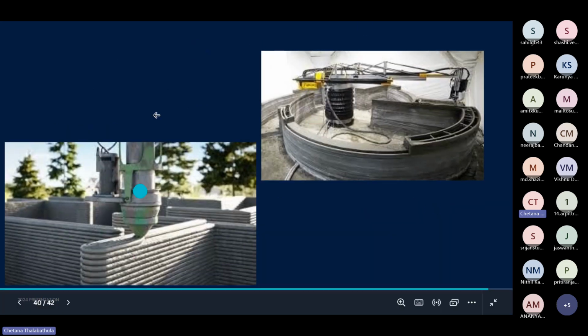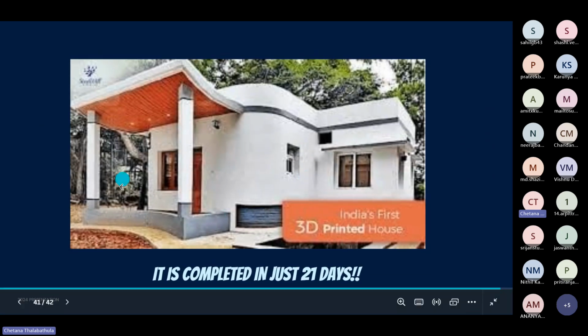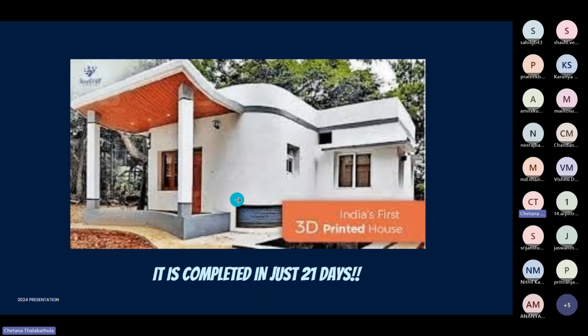See, you can see the large 3D printers printing and these layer heights between the walls and all. So this is India's first 3D printed house at IIT Madras. It was completed in just 21 days. So you can imagine, if you take a rough estimate of this house being printed normally, how many days do you think it will take?